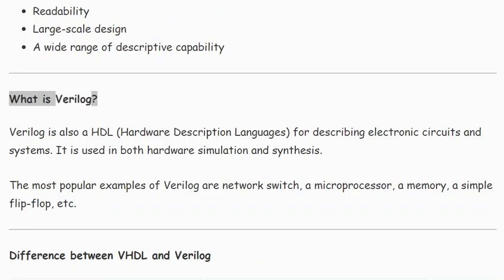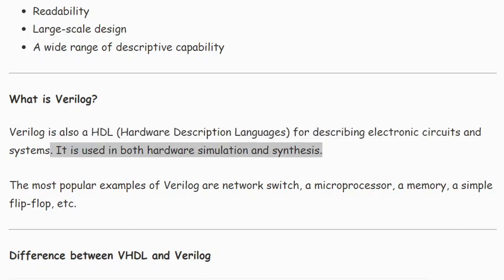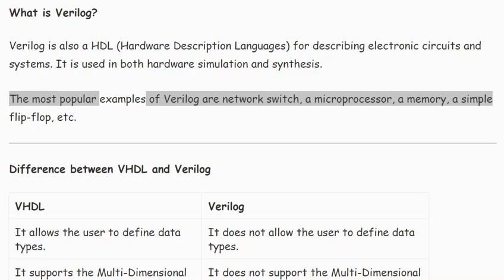What is Verilog? Verilog is also a HDL, hardware description language, for describing electronic circuits and systems. It is used in both hardware simulation and synthesis. The most popular examples of Verilog are network switch, a microprocessor, a memory, a simple flip-flop, etc.